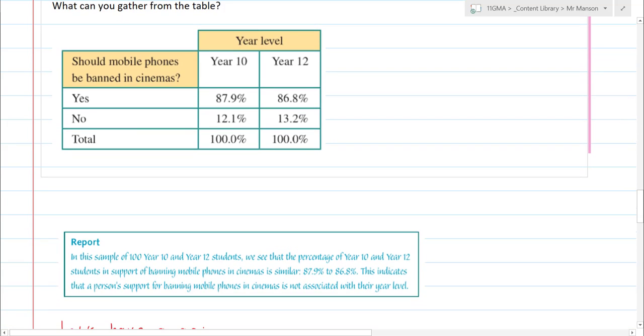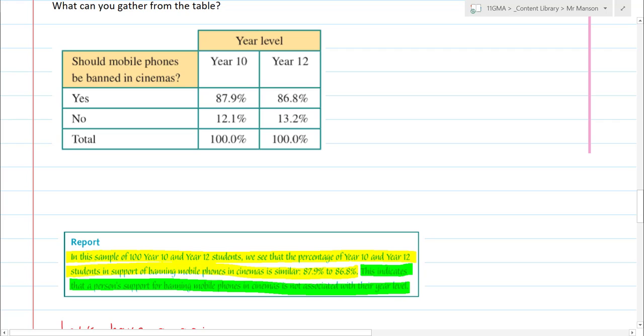In this sample of 100 year blah, blah, blah, we see the percentage of students that support having banned mobile phones in there. This indicates the person's support for banning mobile phones is not associated with their year level. So you'll notice here again that we've got the mathematical summary, and this should be the easy bit to do mathematically because it's just stating the facts. And then we've got what this summary means in terms of whether there's an association.